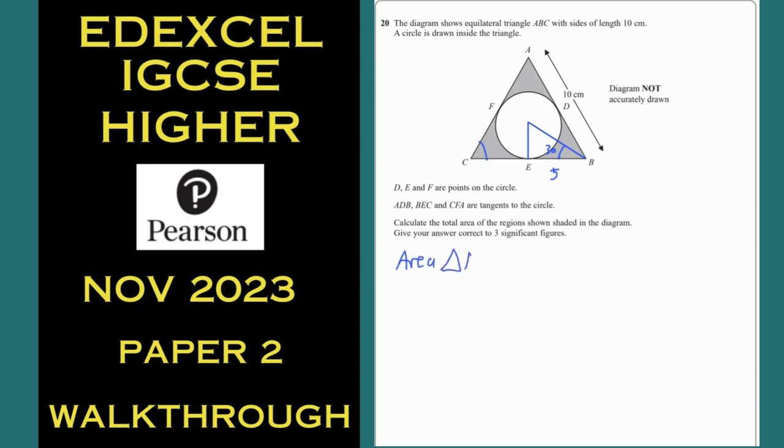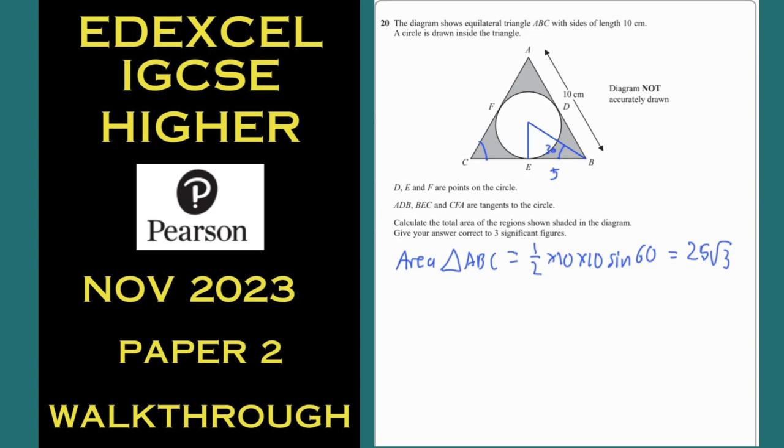So ABC, the whole lot. It's easier than you think, because it's a half. A is 10, B is 10. Sine the angle between them, in your calc, or even mental arithmetic if you want to show off, 25 root 3. Now, how do we find the area of the circle in the middle?